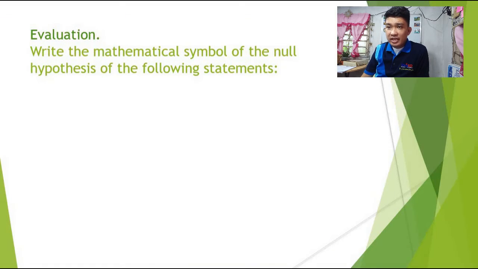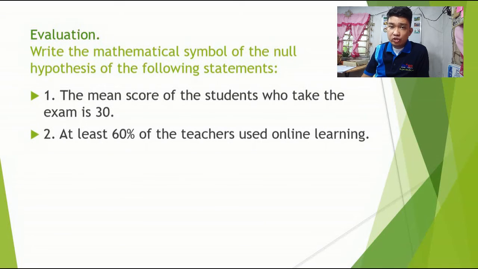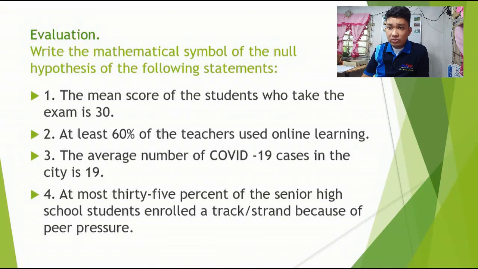Evaluation. Write the mathematical symbol of the null hypothesis of the following statements. Number 1. The mean score of the students who take the exam is 30. Number 2. At least 60% of the teachers used online learning. Number 3. The average number of COVID-19 cases in the city is 19. Number 4. At most, 35% of the senior high school students enrolled a track or strand because of peer pressure.